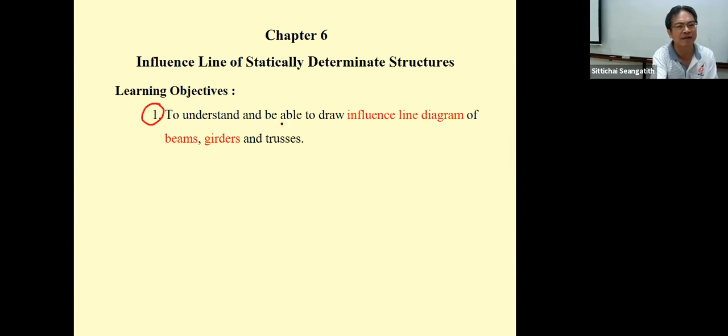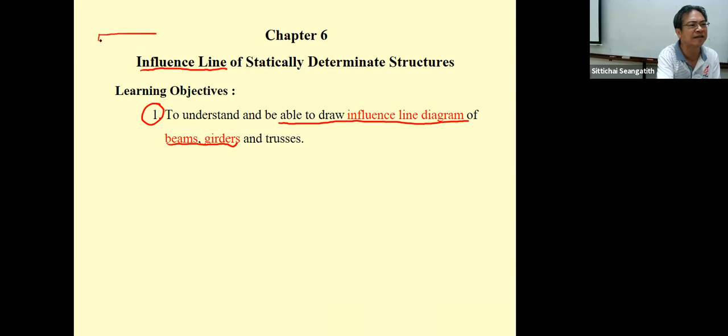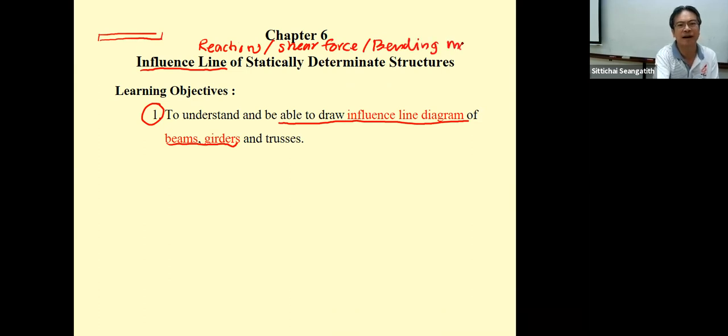We require you to be able to draw the influence line diagram of the beam and the girder. And first, I am supposed to start again: what is the influence line diagram? Influence line diagram is a diagram of reaction, or the diagram for the shear force, or the diagram for the bending moment at a point. I should focus on at a point.